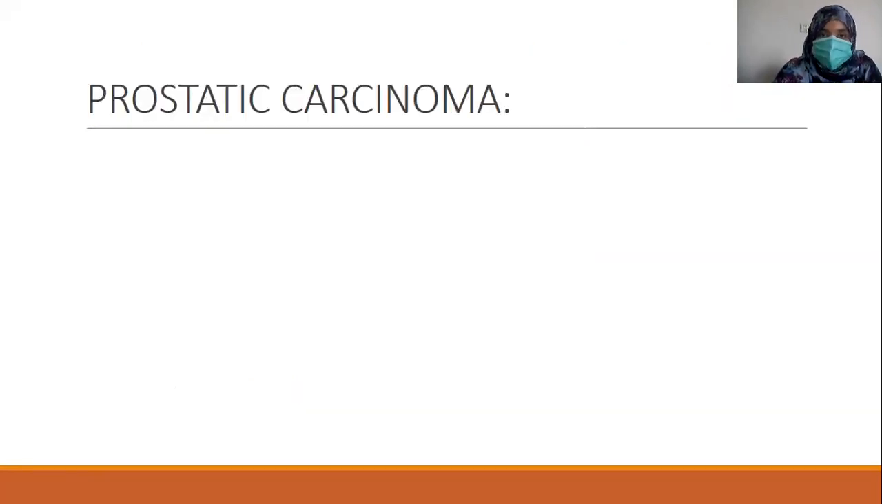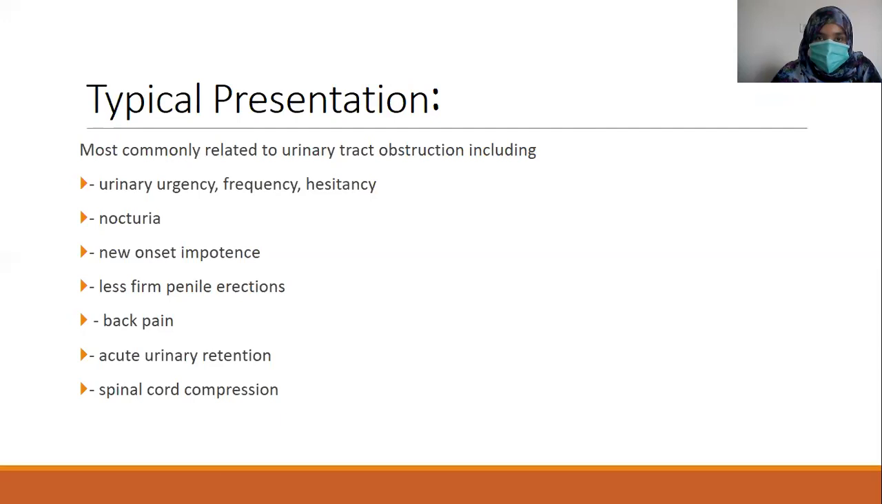So, moving towards prostatic carcinoma. Typically the patient presents with urinary urgency, frequency, hesitancy, and nocturia. These are all things that a BPH patient can also present with. But what's the striking feature? It's the back pain, the spinal cord compression. When this occurs, you have to think about malignancy.